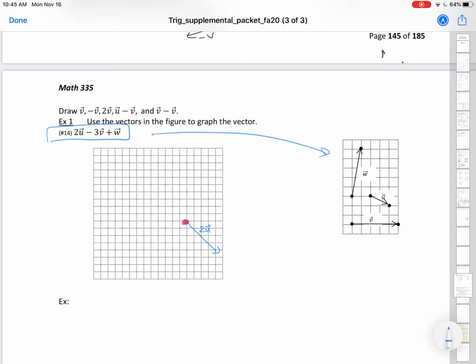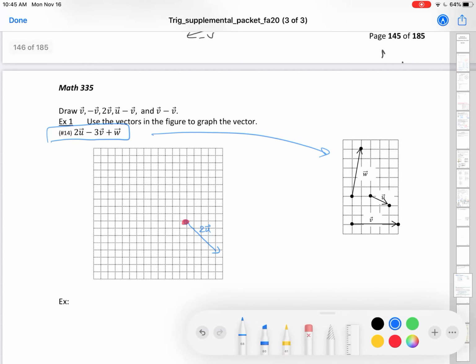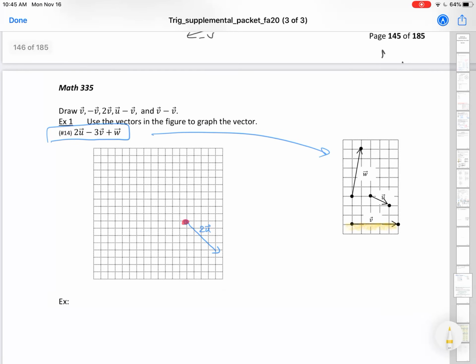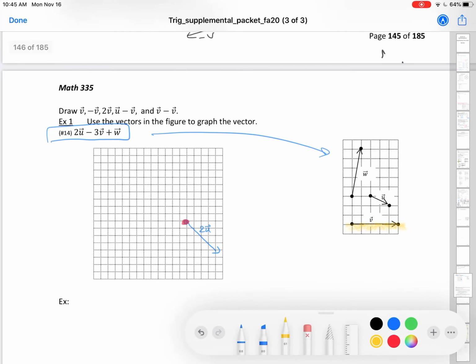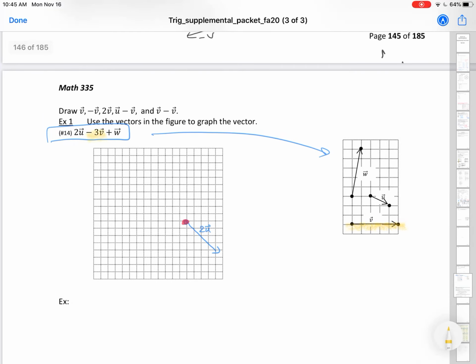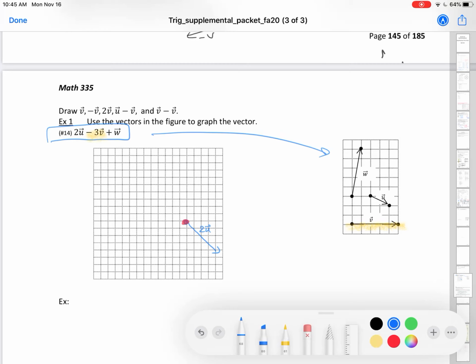Now, the negative 3V, think about that for a minute. The negative is going to turn it backwards. So V is headed to the right, but now it's going to be headed to the left. And now we have to go back a lot. So if we look at V, and I'll highlight V in yellow, if we look at negative 3V, let me come in here and put this one in yellow and see if that shows up okay.